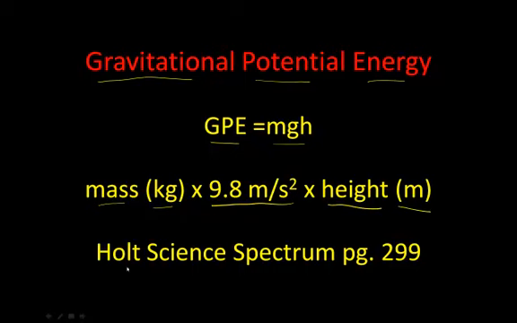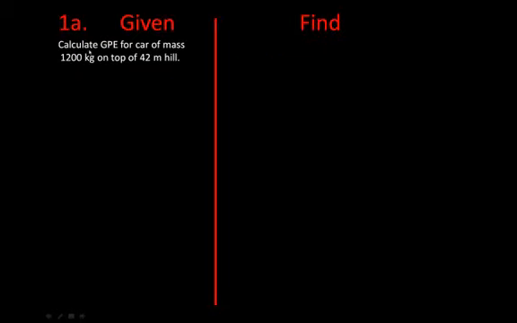We're going to do some problems out of the Holt Science Spectrum book, page 299. We're going to calculate GPE for a car of mass 1,200 kilograms on top of a 42-meter hill. So I usually like to start with a little car as it's driving along, put some wheels on this, and it's sitting on the top of a hill. That gives us a clear picture of what we have. The next step is mass. What is the mass? We were given 1,200 kilograms.